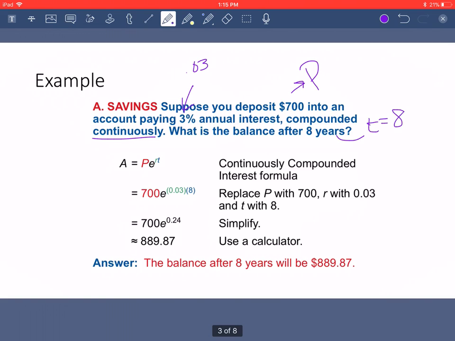So that's how we plug it into A equals 700 times e raised to the 0.03 times 8 power. Now you can put in the calculator 0.03 times 8, and you get 0.24. Your next step is to do e to the 0.24 power in the calculator and multiply that by 700. And you get that the balance after 8 years is about $889.87.